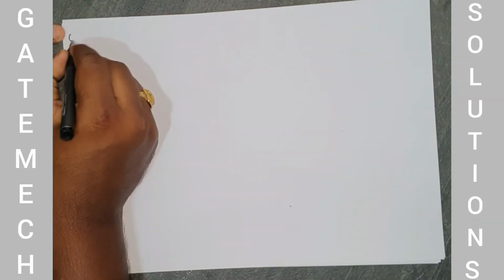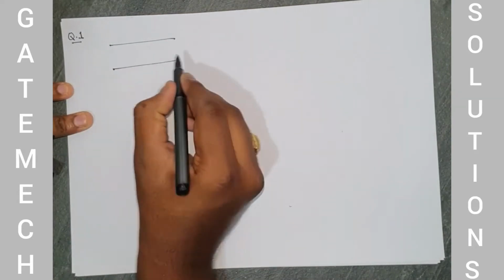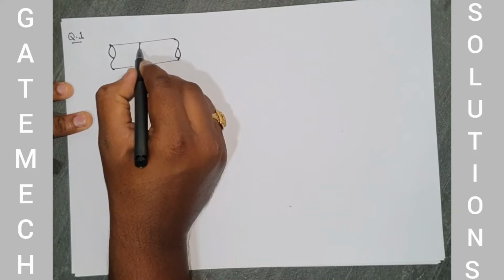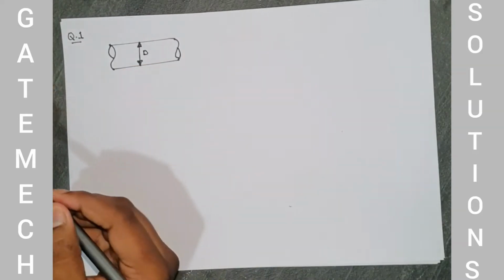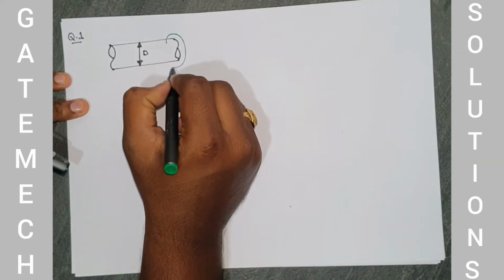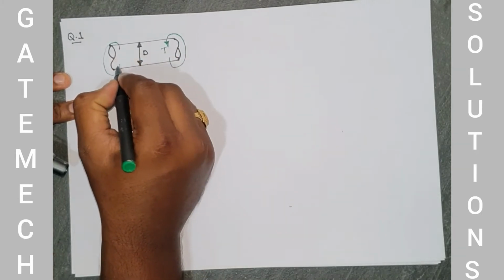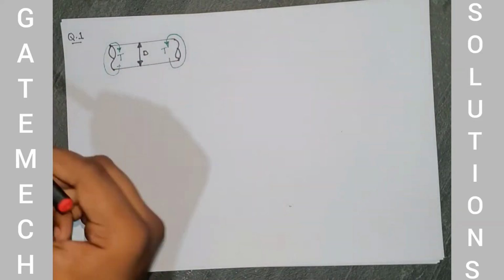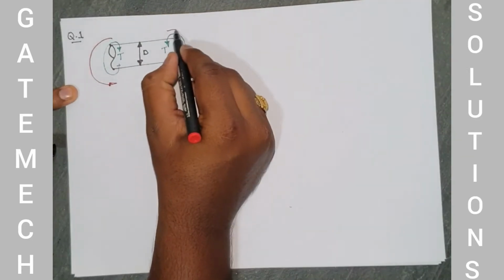Let us take question number 1. In question number 1, there is a shaft which is having diameter capital D. Here, the shaft is subjected to a twisting moment capital T, as well as a bending moment capital M.